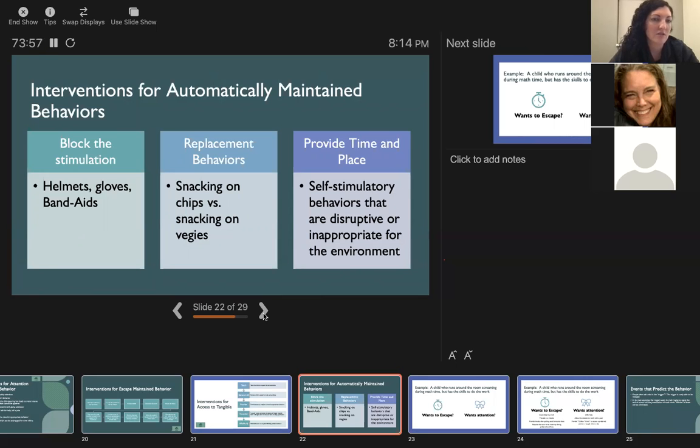So those are examples. Helmet, if a student engages in self-injurious behavior that causes head injury. Band-Aids to block picking. Some students pick. Replacement behaviors, other things to keep them busy. And if it's appropriate, if it's self-stimulatory, we would want a time and place for the behavior in an environment where it's appropriate.